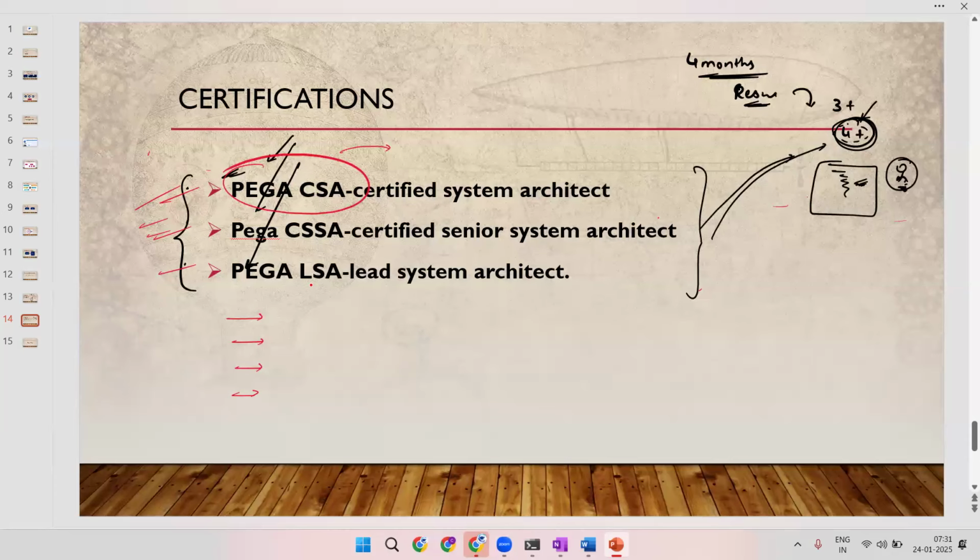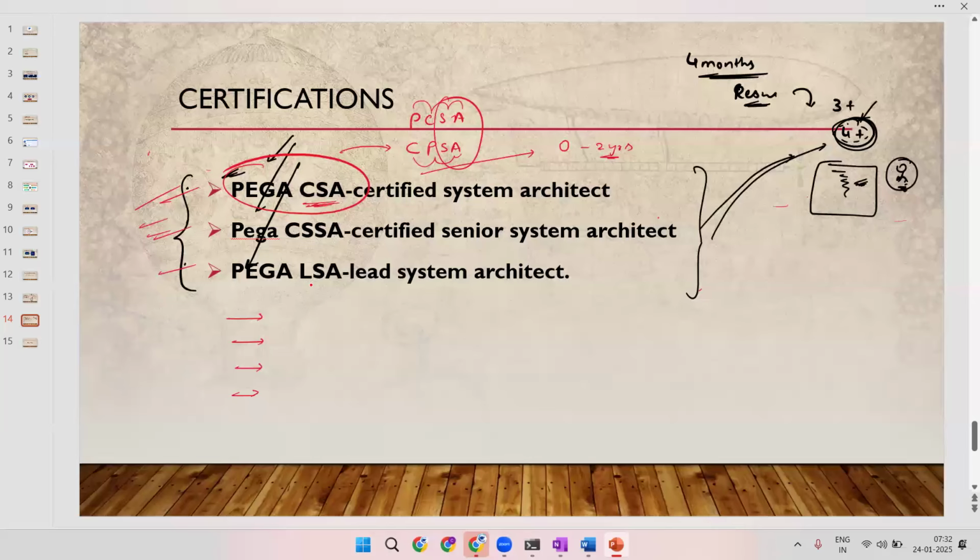This is called PCSA, Pega Certified System Architect. In the older days, we used to call it CPSA. These days it is PCSA, both are the same. Whichever way you say it, this is System Architect, the low level. If you want to showcase your Pega experience somewhere between 0 to 2 years, this certification is generally enough for you.